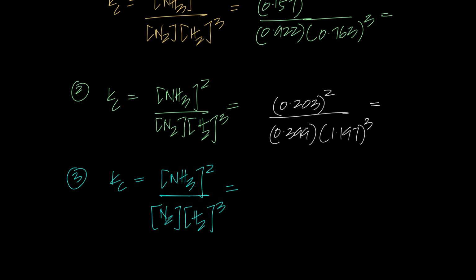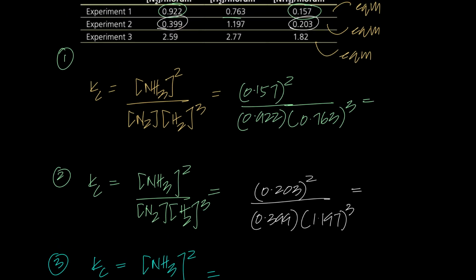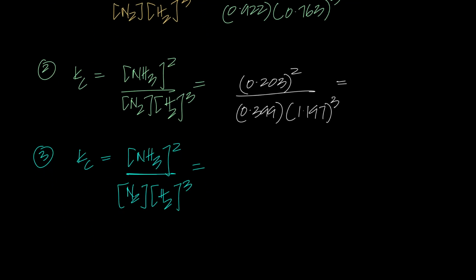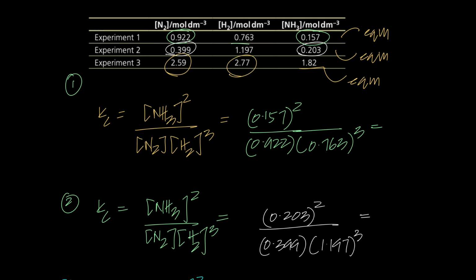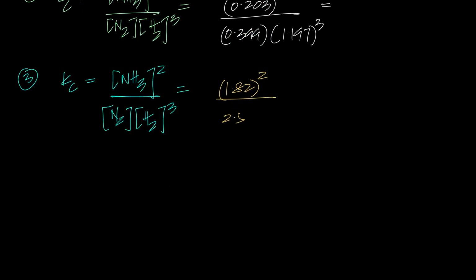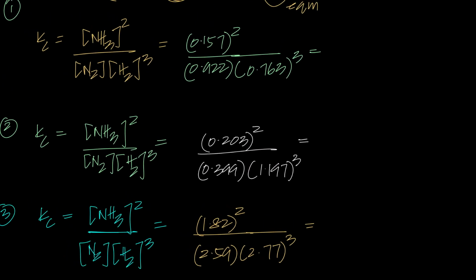Right? What do we get? This is 1.82 at equilibrium. These are all concentrations at equilibrium, please. This is nitrogen at 2.59 and this is 2.77, raised to the power 3. Can you guys calculate all of these values?